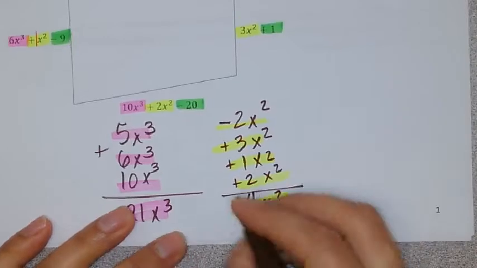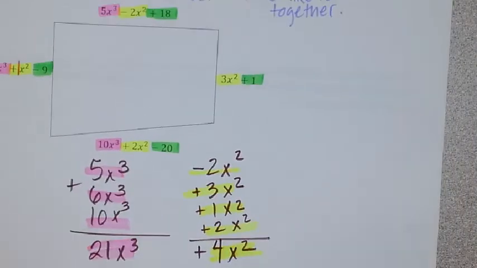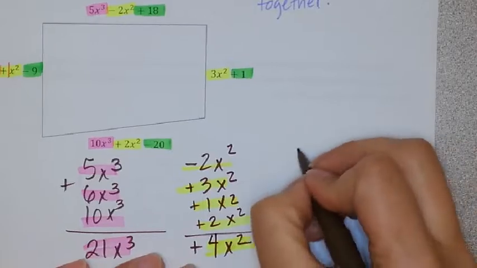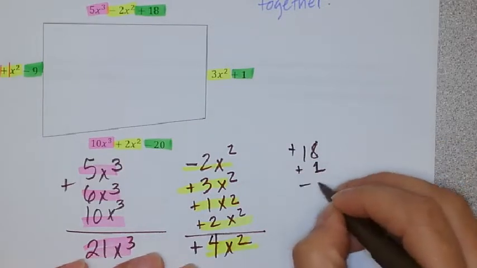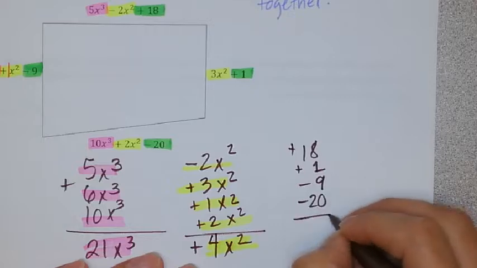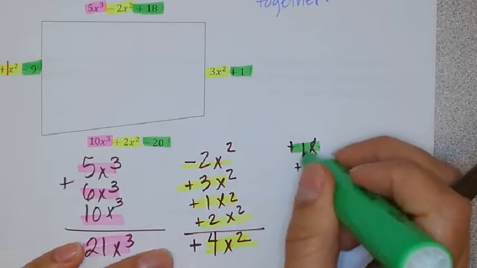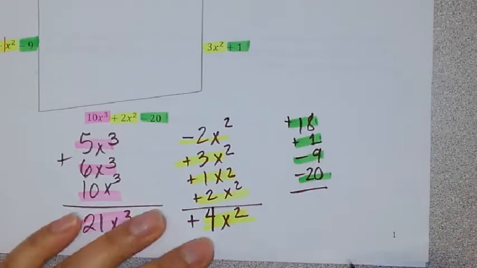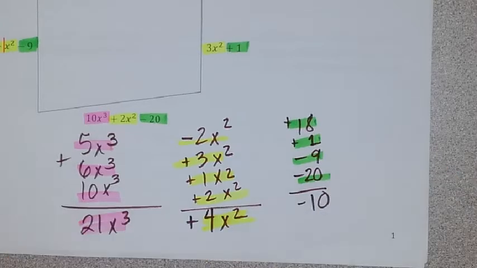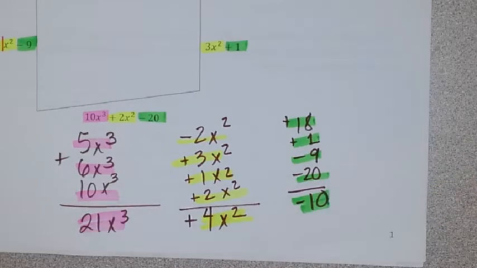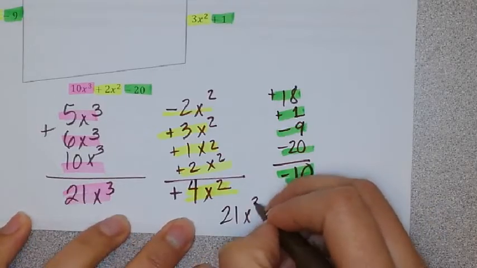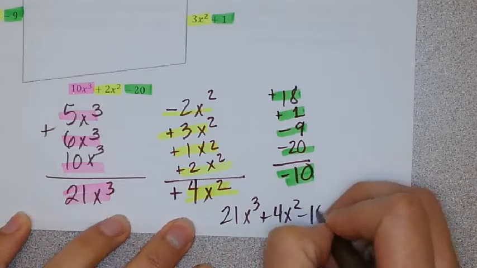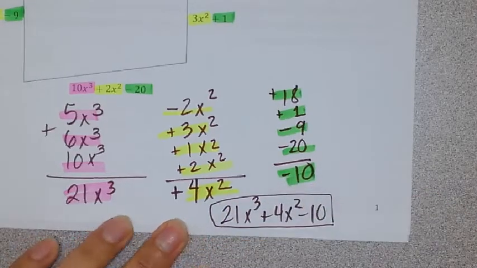and positive 4x squared. Okay, and then I will add all the constants together, so 18, 1, and these are all positives, negative 9, and negative 20. So when I do that, I will get negative 10. So this together is my answer: 21x to the third plus 4x squared minus 10. That's how we get the perimeter.